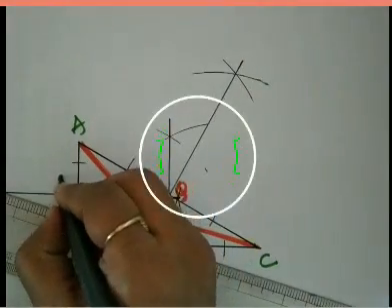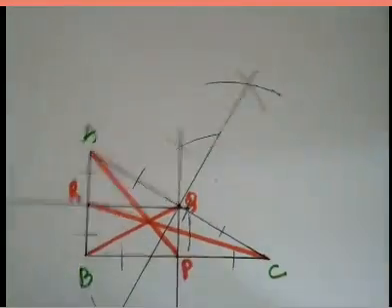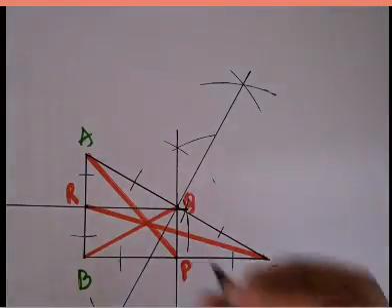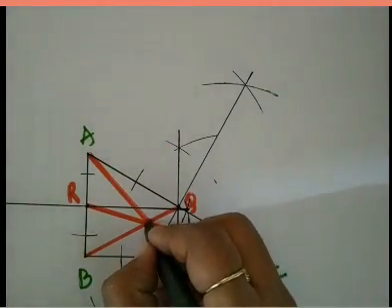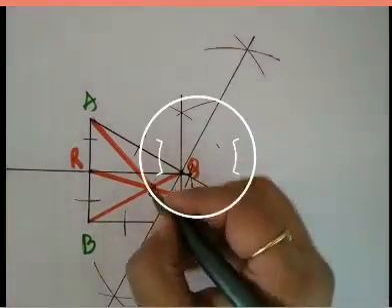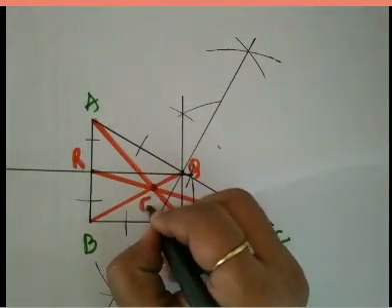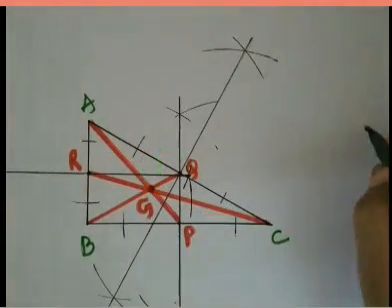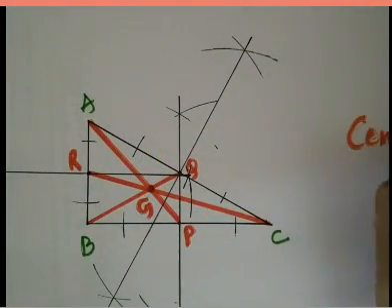Okay, so here 3 medians we have drawn, and all the 3 medians are passing through one single point, which is called the point of concurrency, which is denoted by G. So here is the centroid.